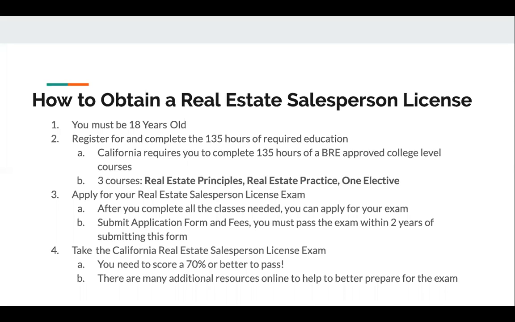There are three main courses that you have to take, which are real estate principles, real estate practice, and one additional elective. Afterwards, you have to apply for your real estate salesperson's license exam. This might take a little bit of time, so make sure to figure out the process beforehand. After submitting the application form and fees, you have to pass the exam within 2 years. So just be sure to do that.